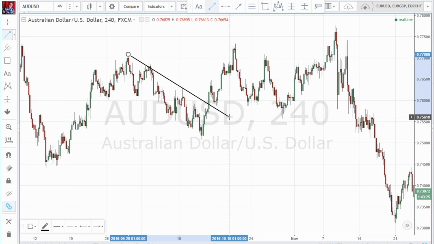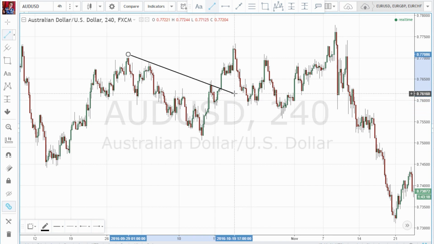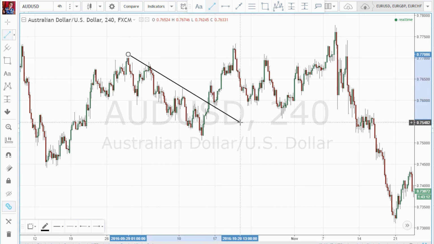And another very basic rule is that we need at least 3 touch points on a trend line. You can always get 2 touch points on any trend line. You can always get 2 touch points by connecting any 2 random areas, but only if you have 3 touch points or 3 confluence areas, then this is a valid trend line.